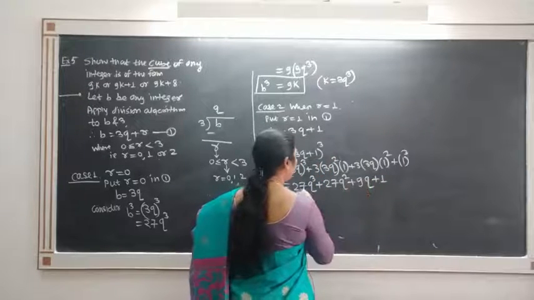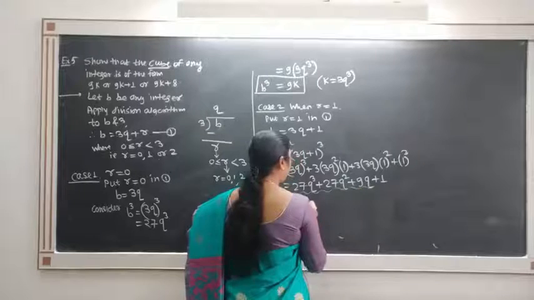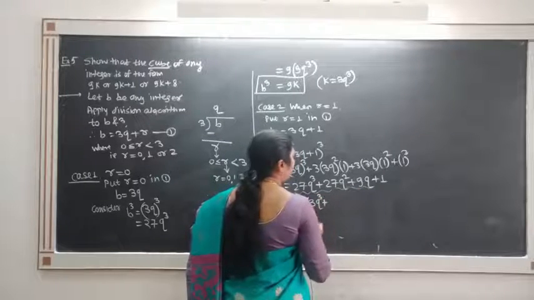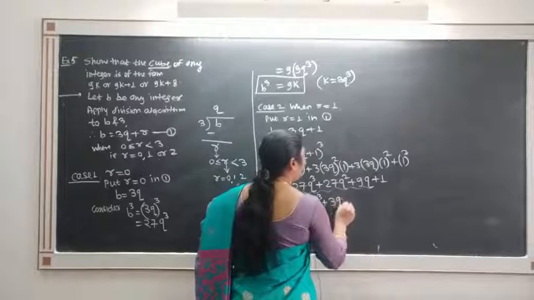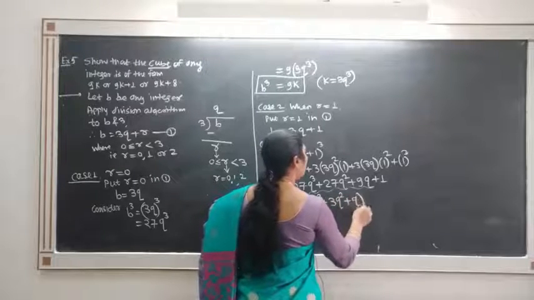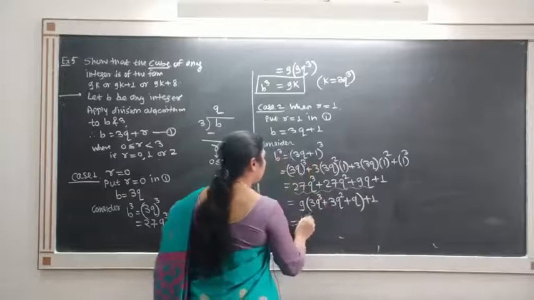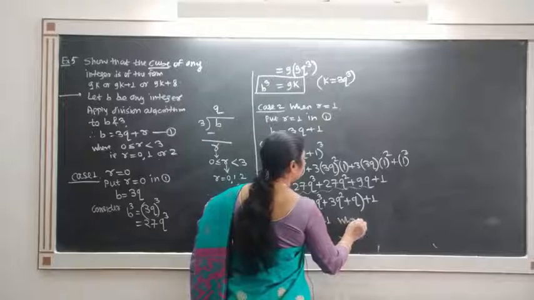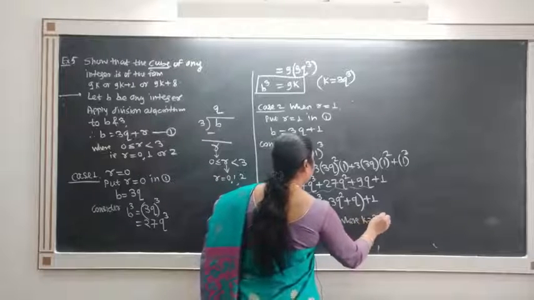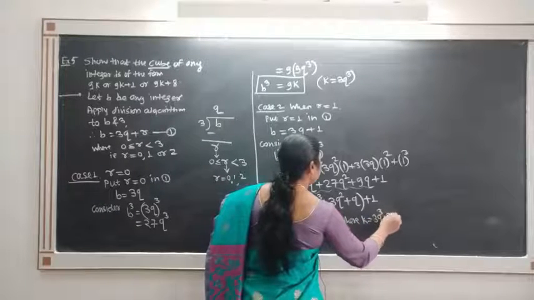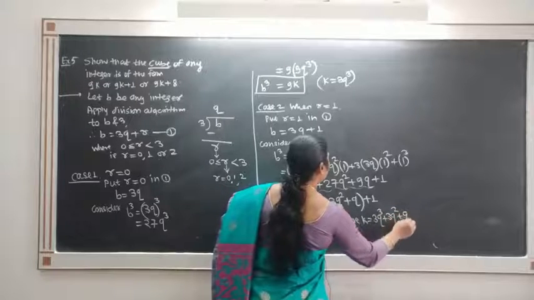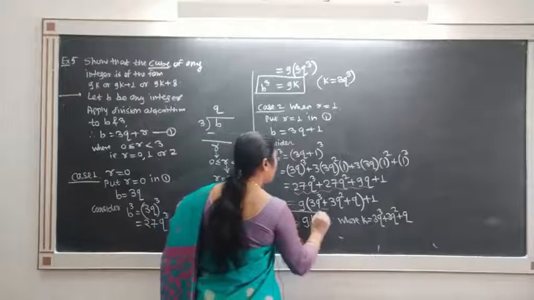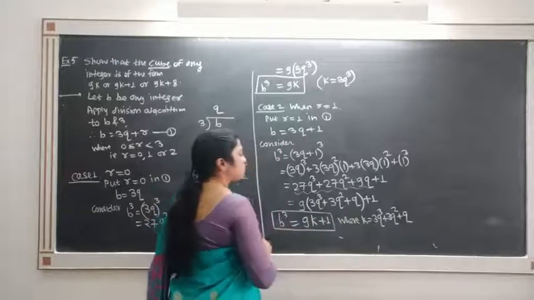From the first 3 terms we will take 9 common. So 9 into bracket 3q cube plus 3q square plus q, plus 1, that is 9k plus 1, where k is equal to 3q cube plus 3q square plus q, which is again an integer. So in this case we get the cube is of the form 9k plus 1.